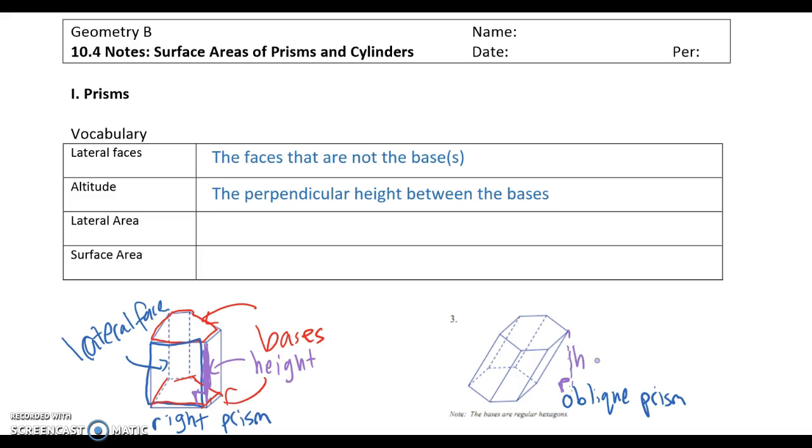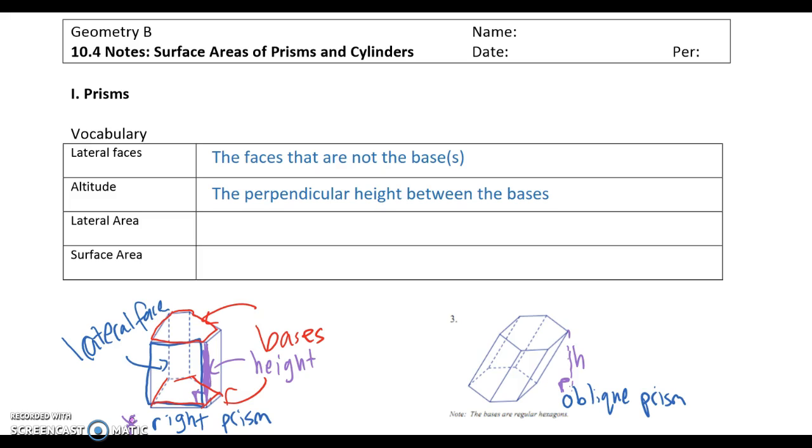Don't worry too much about oblique prisms. You want to recognize them, but they're not a big deal because we are mostly, actually, almost exclusively working with right prisms. So I just wanted to show you we do have other types of prisms, but we are going to work with right prisms.